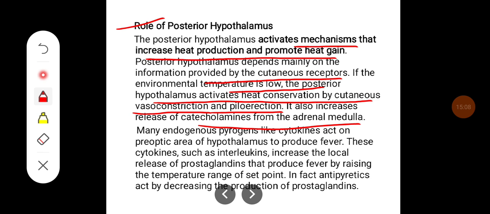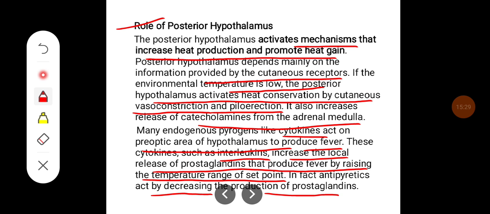Many endogenous pyrogens like cytokines act on preoptic area of the hypothalamus to produce fever. These cytokines, such as interleukins, increase the local release of prostaglandins that produce fever by raising the temperature range of set point. In fact, antipyretics act by decreasing the production of prostaglandins.